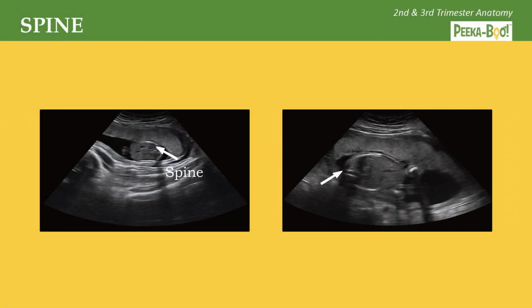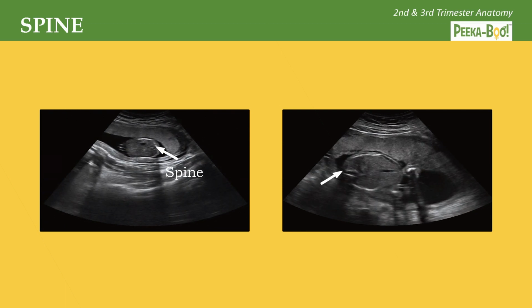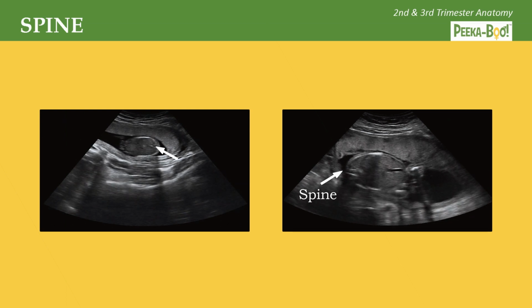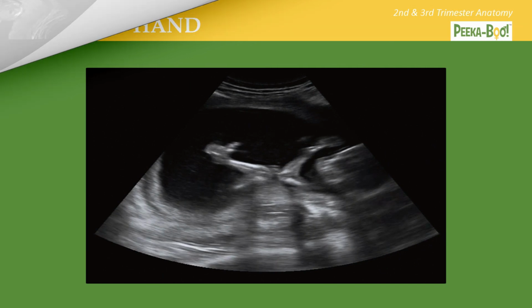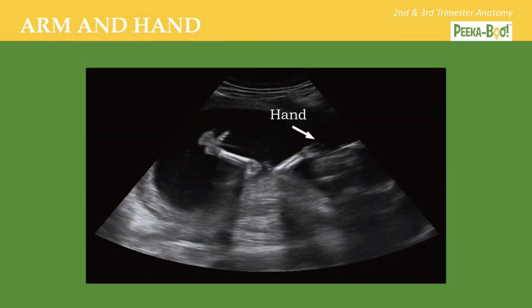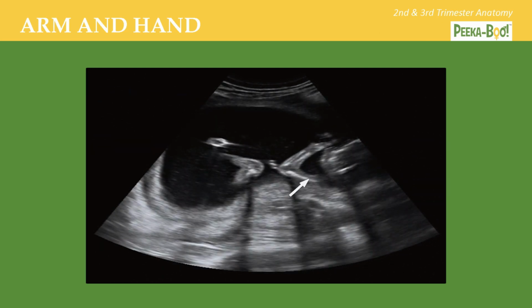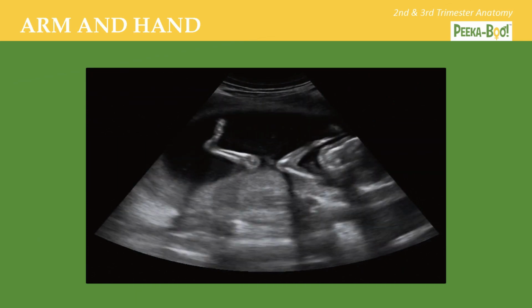These are transverse views of the fetal spine. The spine is at the back of the fetus. We have outlined them here to make them more obvious. Now we finish with the extremities. The arms and legs are often well seen because those are white. Here we can clearly see the hand, forearm and upper arm.